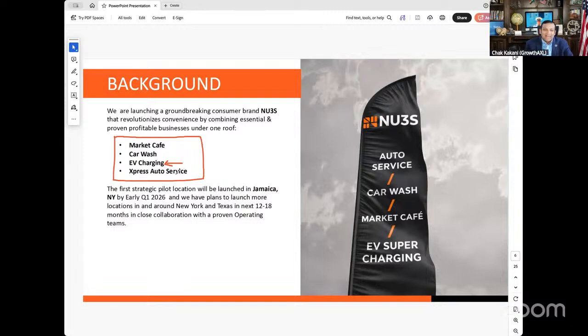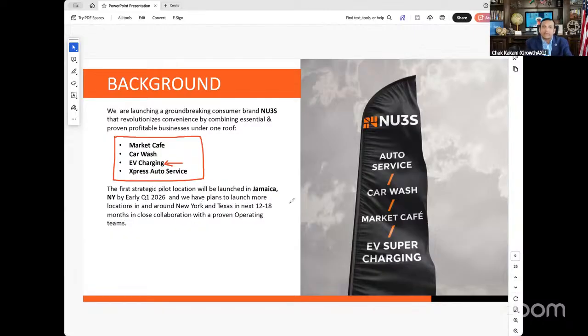New 3s: it's a market cafe, an upscale market cafe like a Starbucks or better. It's a car wash attached in the same building. There is an express auto care for oil changes, tire alignment, wheel alignment, and light auto repair, and EV charging. When people do EV charging, they look for something to do around there. What do I do for 15 or 20 minutes? Oh, there's a market cafe. I charge my car and I can go to the market cafe. So even people with electric vehicles are coming for EV charging. It is an amazing four business units under one roof.